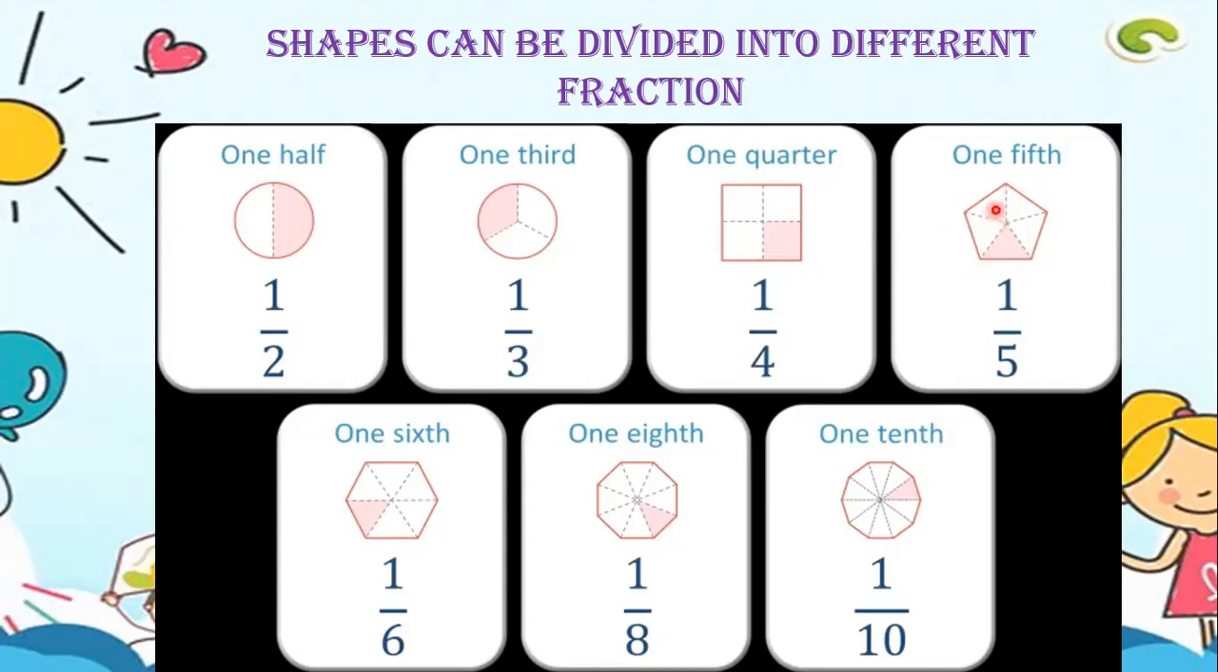Now come to 1/5. We have divided this pentagon into 5 equal parts, and out of these, one part is shaded. So for the shaded part we have written 1, and for the total number of parts we have written 5. 1 upon 5, and it is called 1/5.